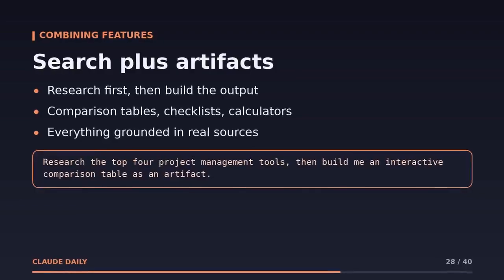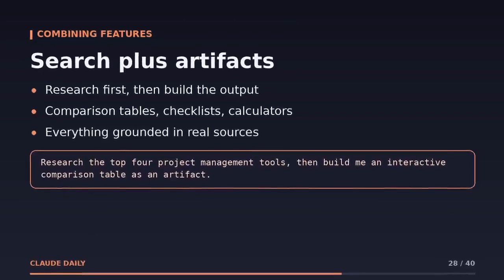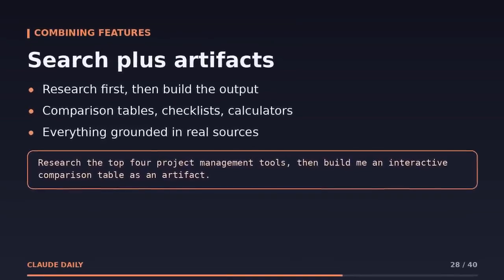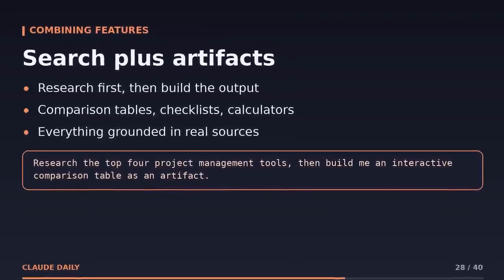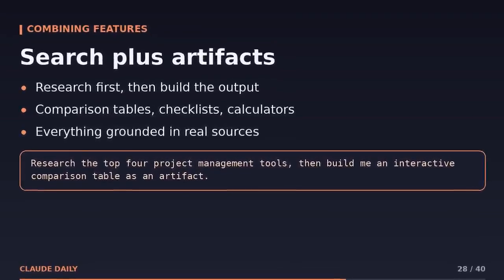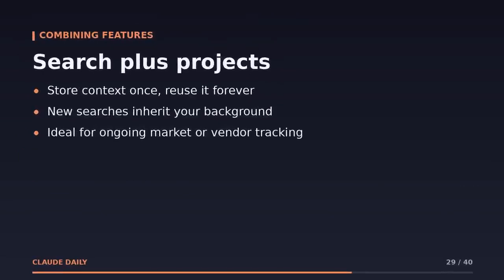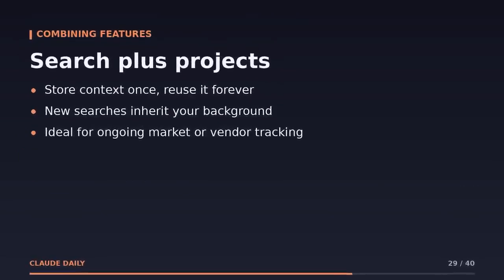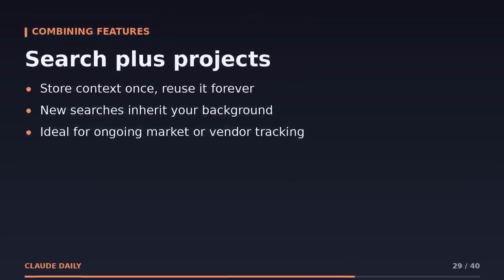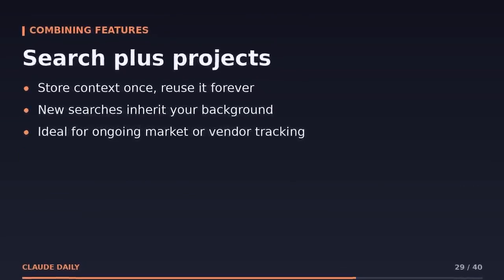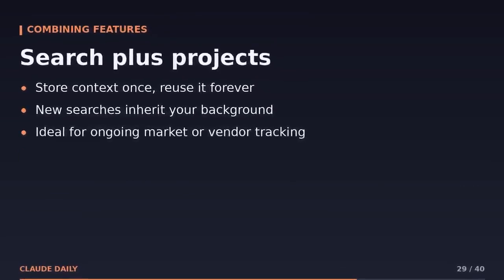Search gets far more powerful when you combine it with other features. Pair it with artifacts, and Claude can research a topic, then build you a live comparison page or calculator using what it just found. Pair it with projects and research compounds. Put your company context and past findings in a project, and every new search happens with that background loaded. Answers arrive pre-filtered for your situation.